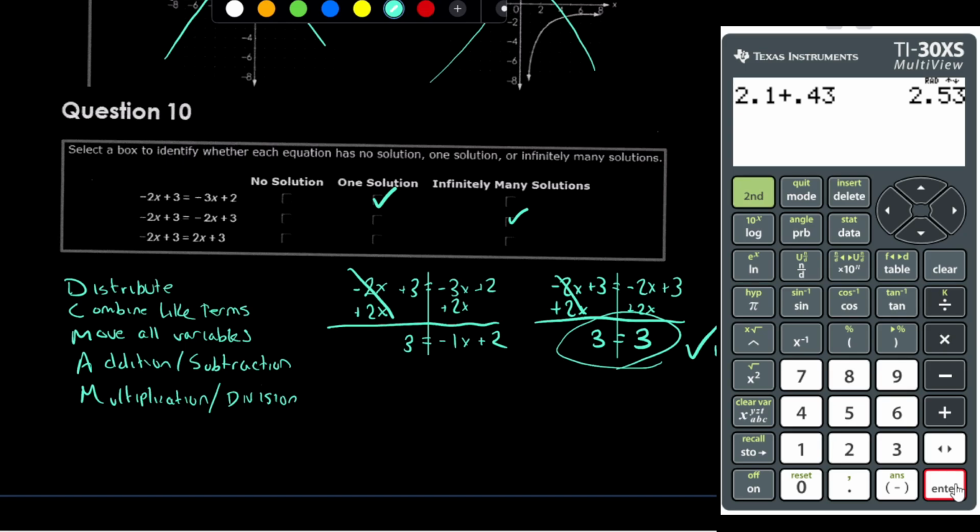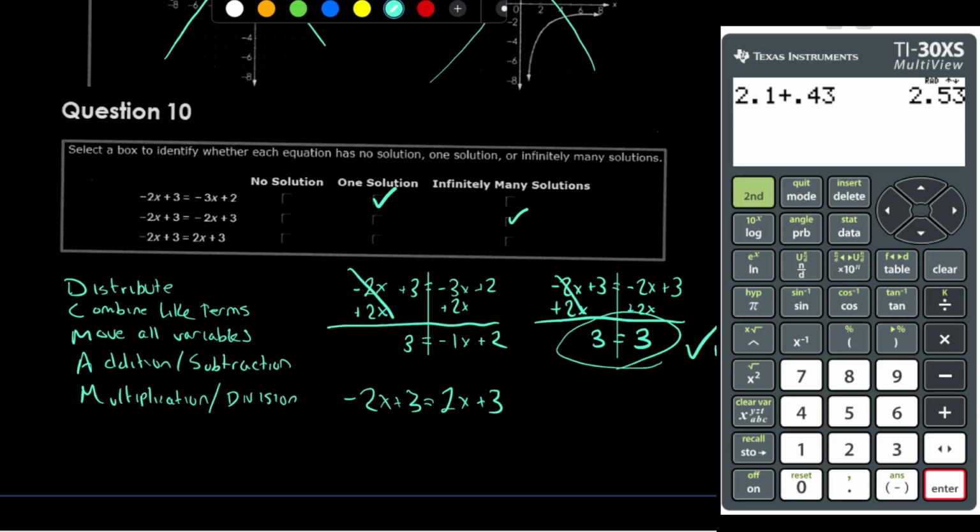Now we go to the last one. Negative 2x plus 3 equals 2x plus 3. Okay? And this is something they're going to try to trip you up on. Because you already have an answer of one solution. You already have an answer of infinite solutions. So your mind's going to say, okay, the third one's going to be no solution.